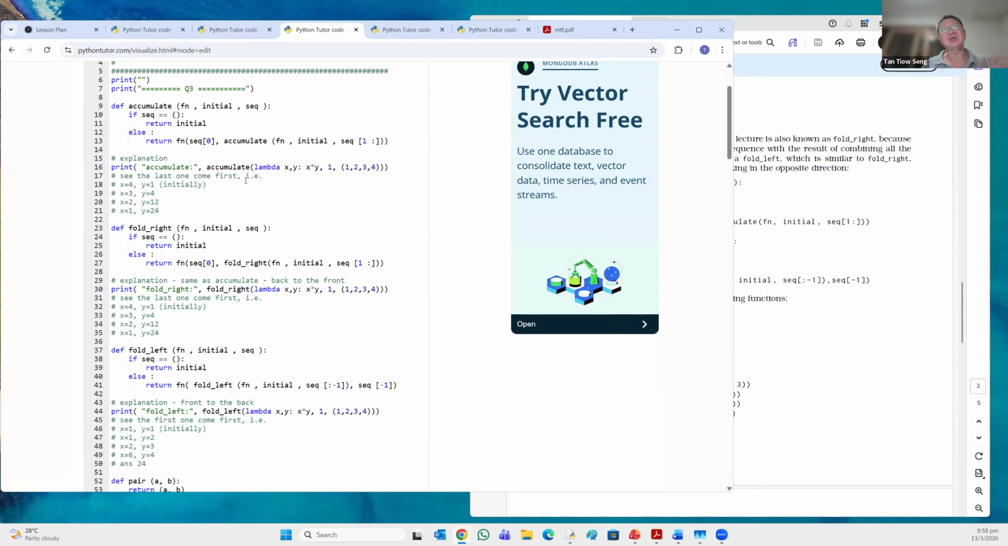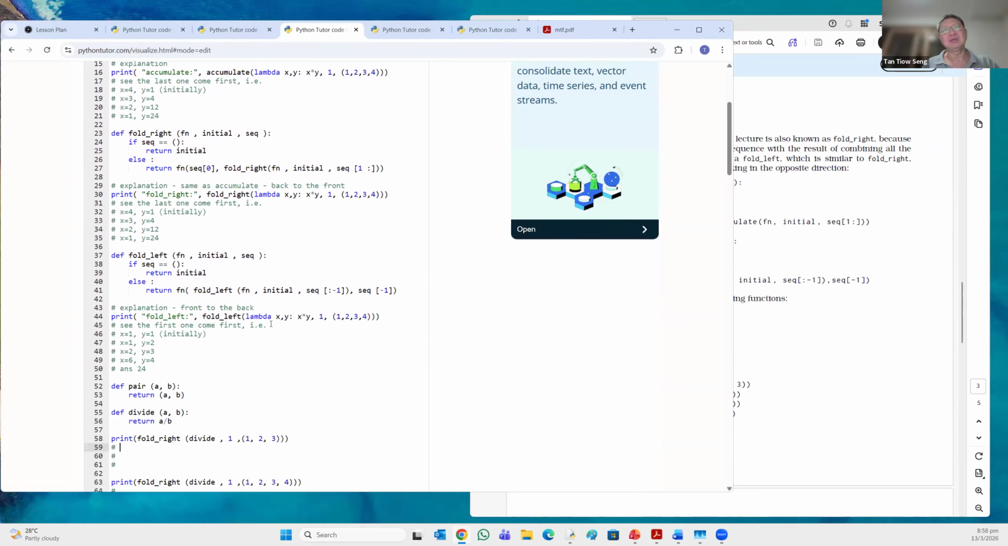In this case, this one is the last one comes first: 4, 3, 2, 1. And this one is last one comes first also, because it's the same as accumulate. But this one is first one comes first, from the front to the back. So the y is initially 1, because it's the initial value. And x is 1, so x times 1 gives you 1.